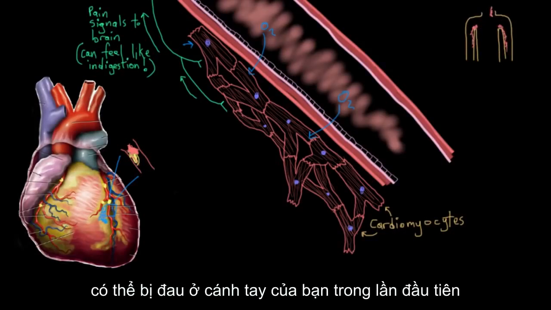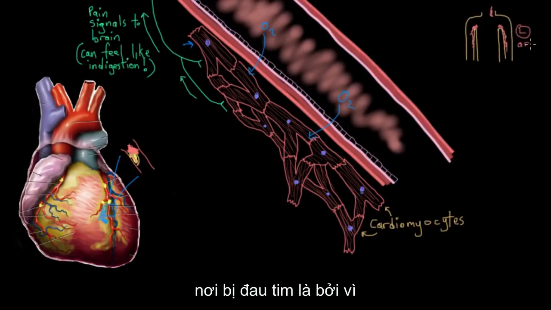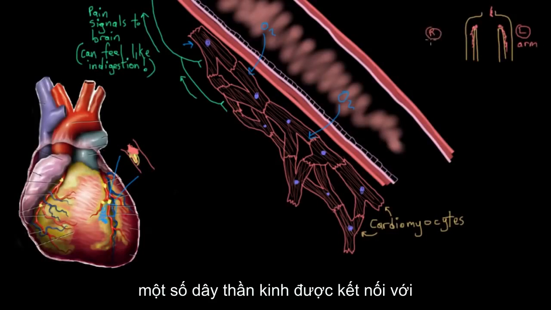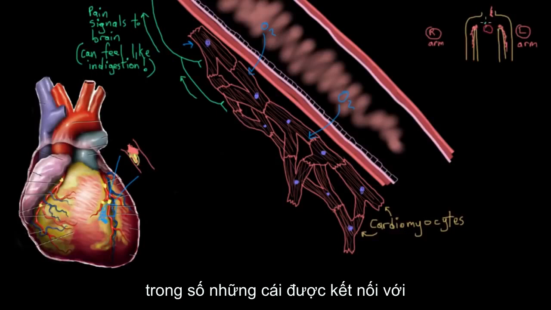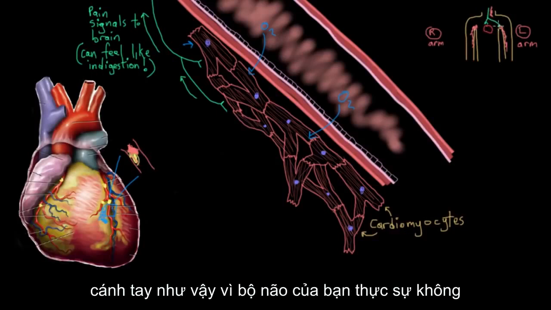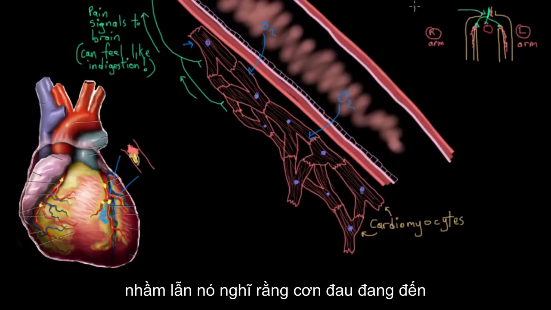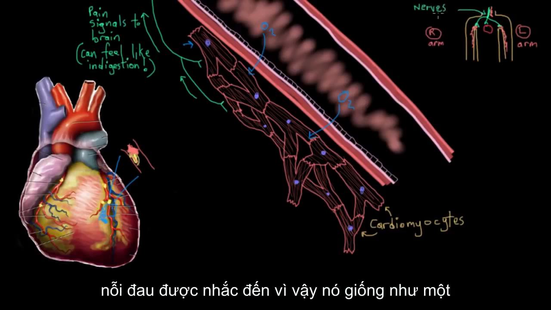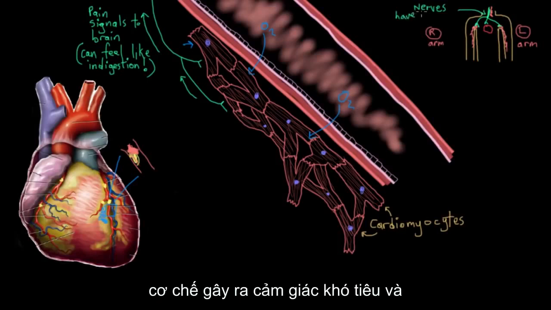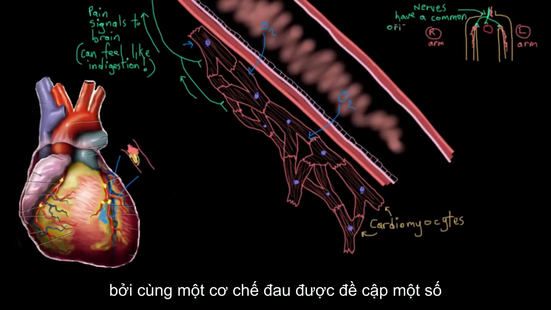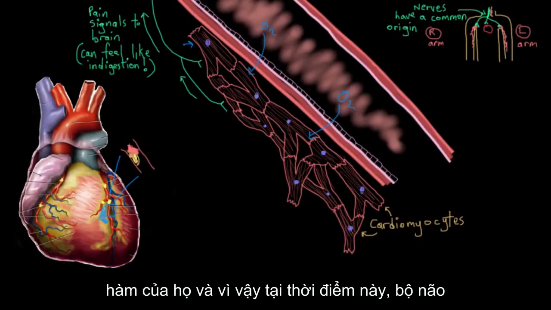And the reason you can get pain in your arms in the first place with a heart attack is because some of the nerves that are connected to the heart have the same origin as some of the ones that are connected to your arm. So since your brain really isn't used to feeling pain from your heart, it sort of gets confused when it does get signals from your heart. And in that confusion, it thinks the pain is coming from your arms. And that's called referred pain. So it's kind of a similar mechanism to the indigestion feeling. And by the same referred pain mechanism, some people even get pain radiating up to their jaw.